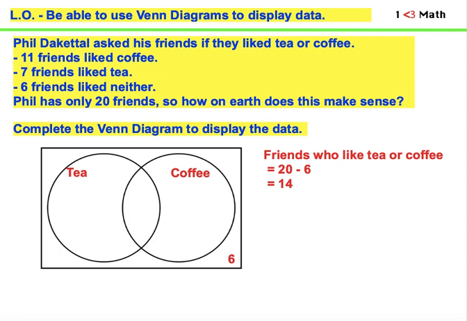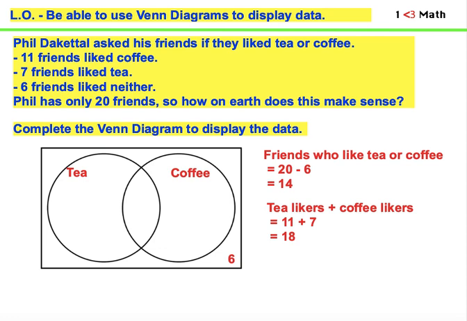Now, if we add together the friends who like tea and the friends who like coffee, we've got 7 friends who like tea, 11 friends who like coffee, so 11 add 7 is 18. Now that's obviously more than the 14 people represented in the union of tea and coffee. The union of tea and coffee is the whole of those 2 circles and the middle bit together. So that means there must be some of them who like both. And we're going to put the ones who like both in the intersection. That's the middle bit, the crossover part of the 2 circles.